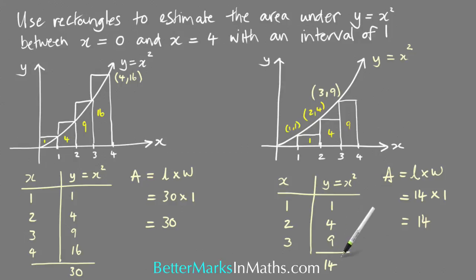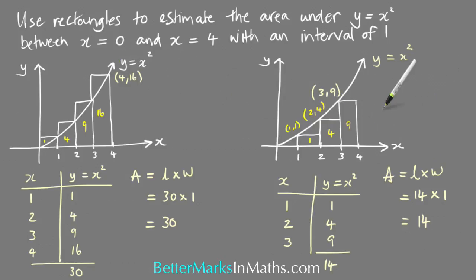So again, if you stacked those three rectangles on top of each other, they would have a height of 14 altogether and a width of 1, and length times width would give you 14 times 1, which is 14, which is less than half the estimate that you get doing it this way. So definitely a big difference between the underestimate and the overestimate, or the left-hand endpoint method and the right-hand endpoint method. I think that's what it's called.